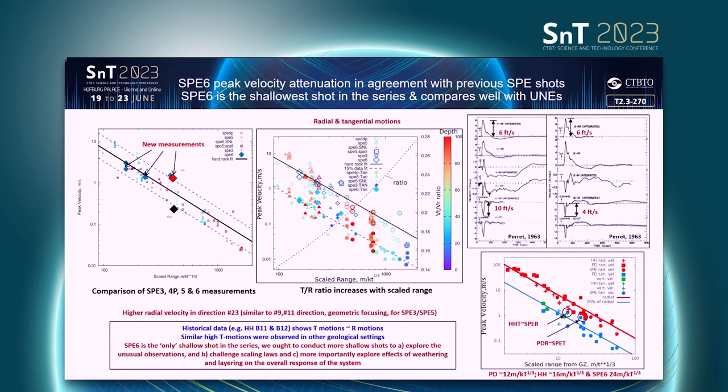Moreover, we learned that in all the SPE phases, 10 to 20% of the radial component is converted into shear motion. So that helped us understand the physics and how these shear motions are produced. Moreover, we saw that some of the tangential components are very similar to the radial one. We thought that we were wrong, but actually we looked at a similar shot not too far from the site of SPE phase one, which is hard rock. So we found out that in the nuclear shot, we saw similar behavior, and we have a good explanation for what may have caused that.